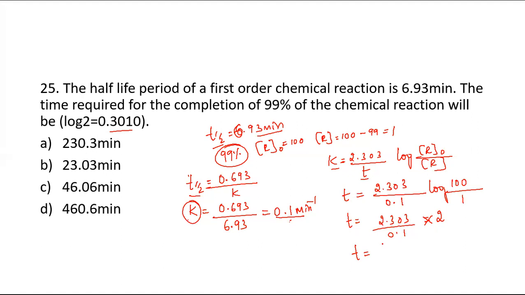.303 into 2 divided by 0.1. So the answer is 46.06 minutes. Let me check whether the obtained answer is there in the options or not. 230, 23, 46. Yes, 46.06 minutes. The exact answer we got, and there is an option also. So option C is correct.